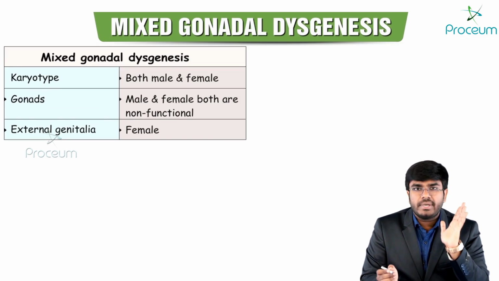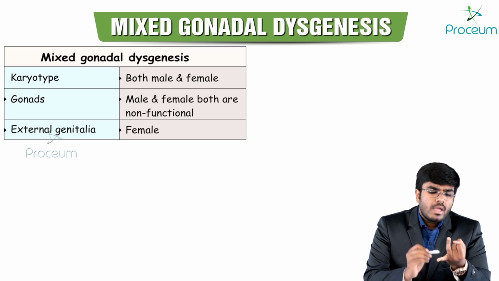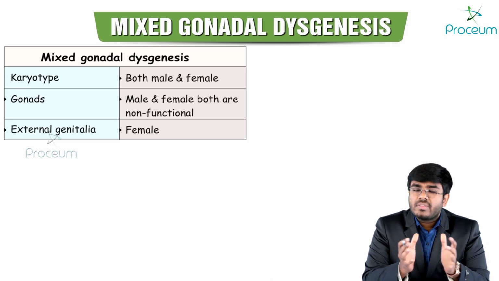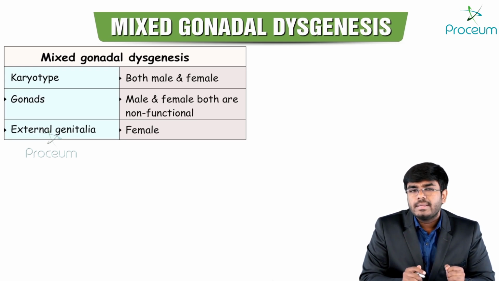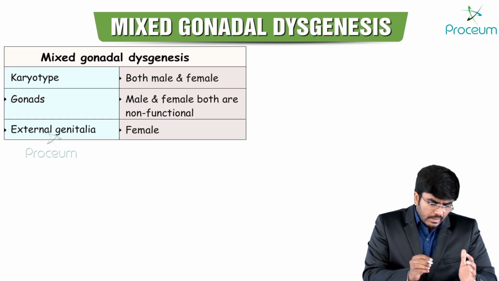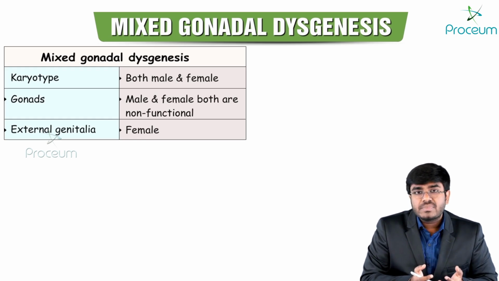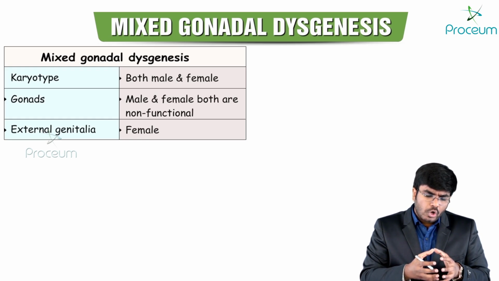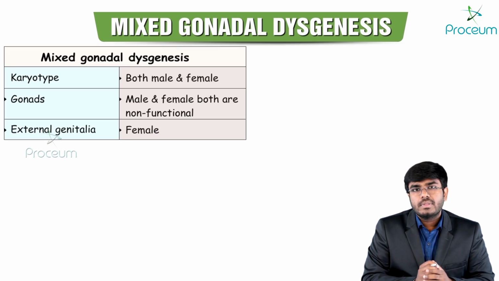Gonadal dysgenesis we have completed. Gonadal dysgenesis in a male leads to Swyer syndrome. Gonadal dysgenesis in a female we have discussed, that's Turner syndrome. Both of them are completed. Now mixed gonadal dysgenesis, what do I mean by that? See, there is a condition where the person has both the gonads, just like a true hermaphroditism. The person has both ovotestis, and both of them are non-functional.